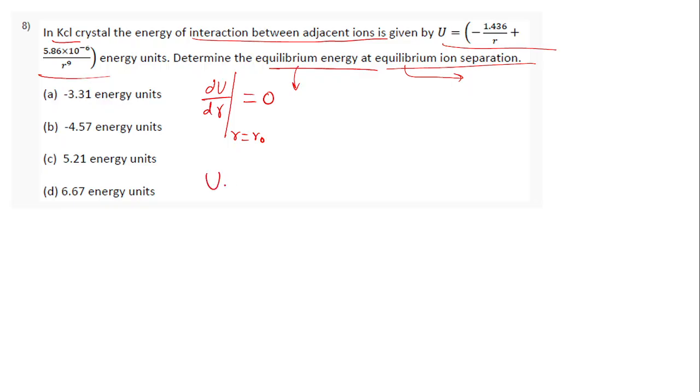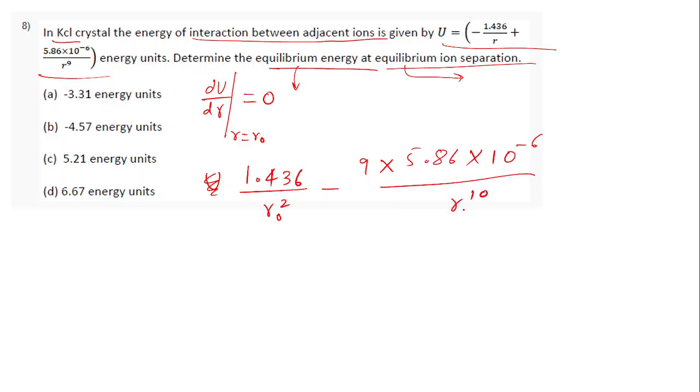So for the equilibrium energy, when I take the derivative, I'll get the expression 1.436 divided by R square, and when I put R naught, it will be R naught square, minus 9 times 5.86 times 10 to the power minus 6 divided by R naught to the power 10. The 9 will come from here, right? I took the derivative, then wherever it was R, I put R naught there, and then I equated it to 0. This is the way to find out R naught.